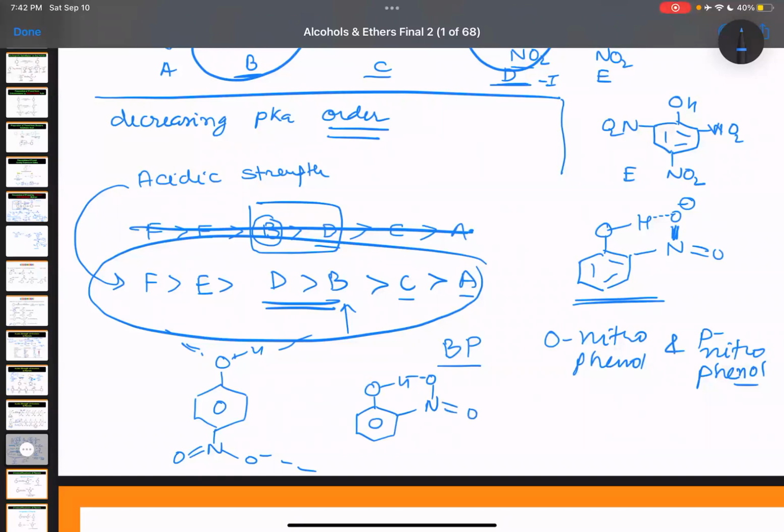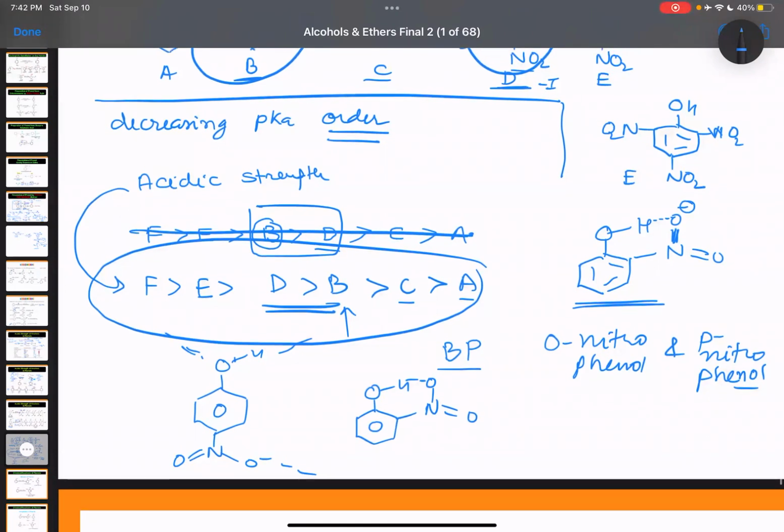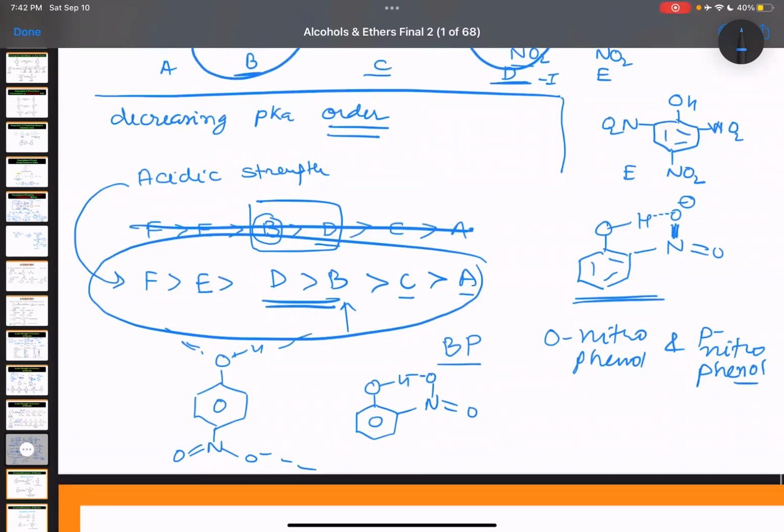So it is not participating in hydrogen bonding with others. So it is sort of independent. So if the molecules are independent of one another, they are going to come out very easily, right? So that is the reason why paranitrophenol is having higher boiling point due to intermolecular hydrogen bonding, and ortho is having lower boiling point.